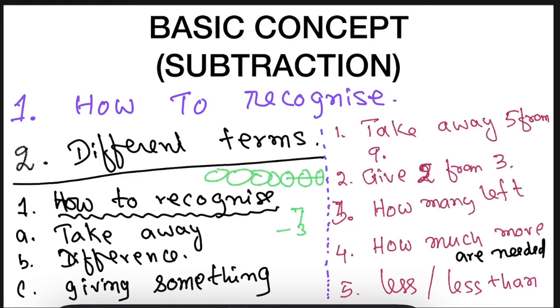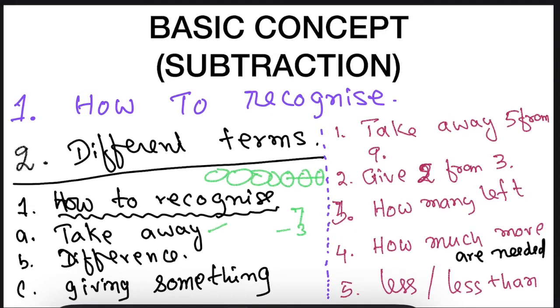Giving something is also subtraction. Give 3 toffees from what you have. Suppose you have 5 toffees, you give 1 toffee to me. That means giving away, and it is reduced. From what you have, if you give 1 to somebody, your number of toffees will reduce. You had 5 toffees, you give 1 toffee, that means 4 toffees remain. So, giving is also subtraction.